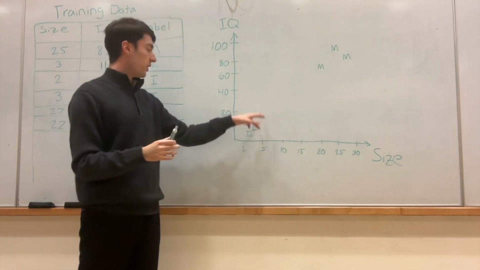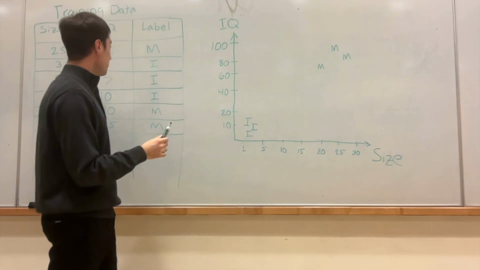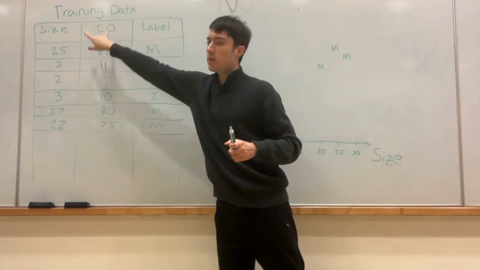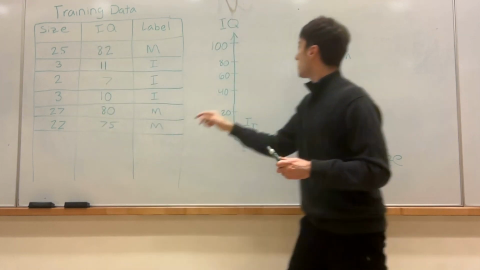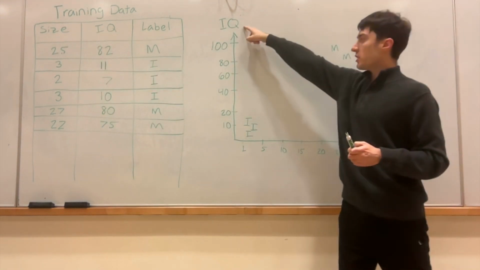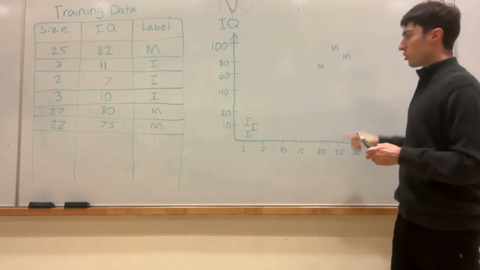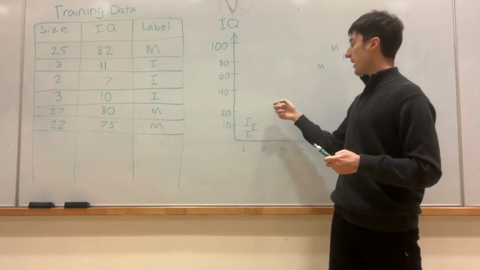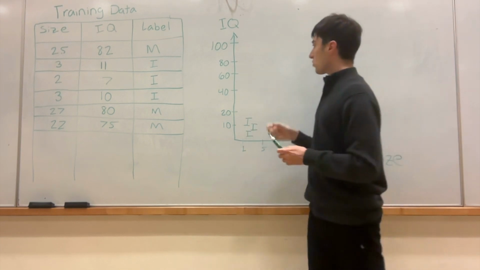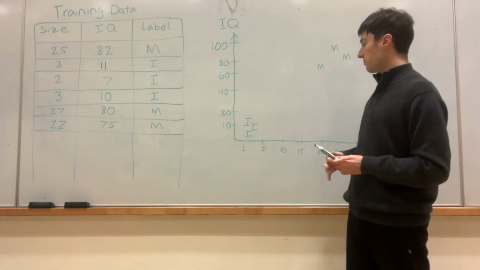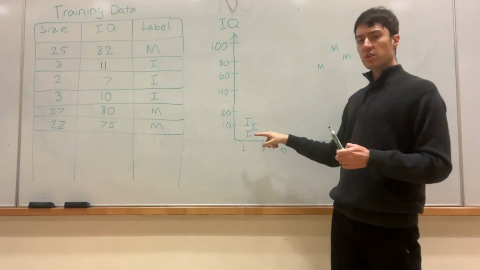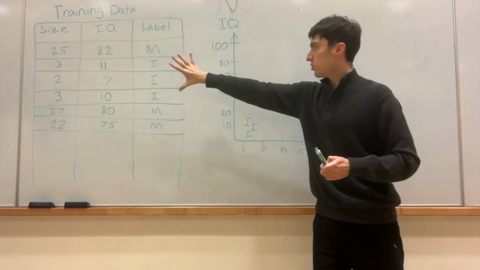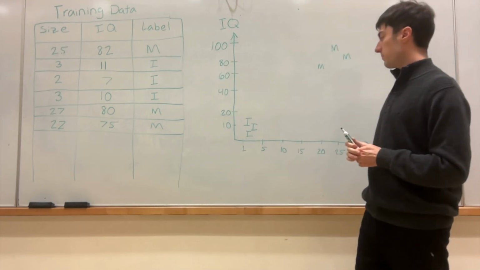Here are a bunch of insects. And you can see, all I did was take these two inputs, size and IQ, and graph each of them onto the actual graph. So here we can see a cluster, and here we can see a cluster. So I took that and just put it there.